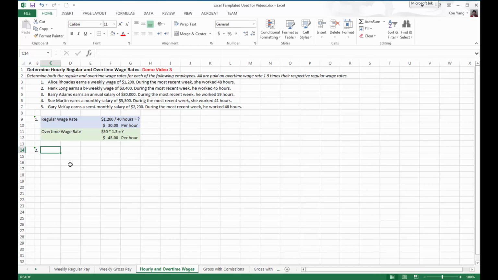In number 2, Hank Long earns a bi-weekly wage of $3,400. During the most recent week, he worked 45 hours. So remember, it's bi-weekly. It's not weekly like what we had up here. So for his regular rate, I'm going to write out the formula here so you can see it, like how I did it up here.